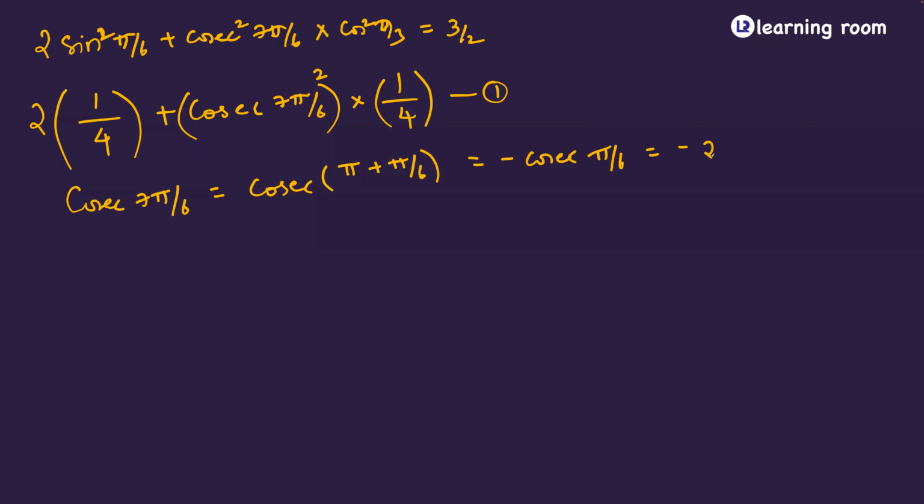Take it and substitute it here. So minus 2. So using 2 in 1, when I use 2 in 1, I get half plus 4 into 1 by 4. Cancel this and this. 1 plus half is 3 by 2. That's what we have. Clear with this? Pi by 6, see, sine pi by 6 is half, so cosecant is 2.